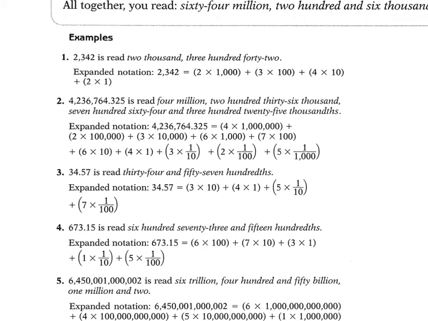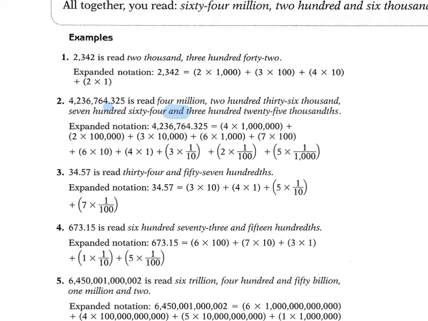Next, for number 2, we have 4,236,764.325. So we would read this as 4,236,764 and 325 thousandths. So the only time that we use this word and is when we have a decimal.